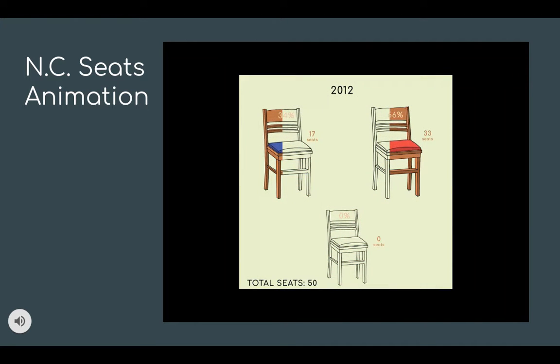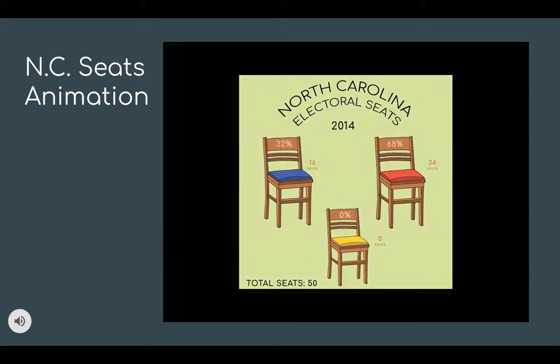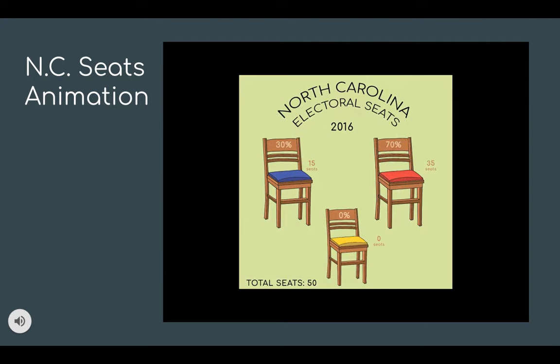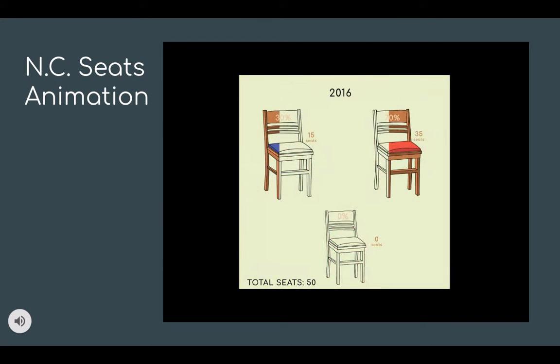The animation starts off by showing the year, the three fully colored chairs, as well as the percentage and the number of seats for that year. The animation then transitions into showing what the chair would look like in that same year if it was only filled by the percentage of seats that that party actually has.